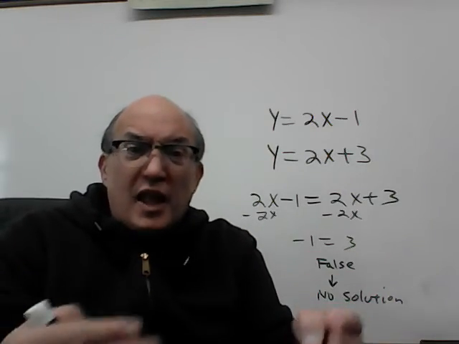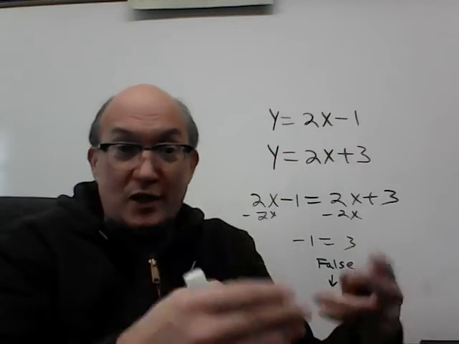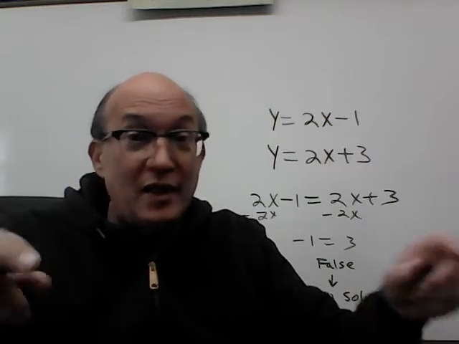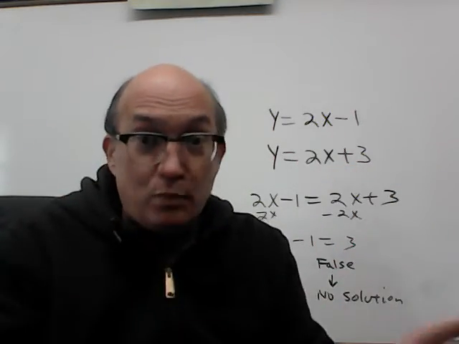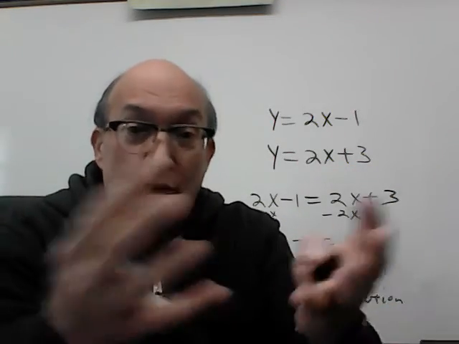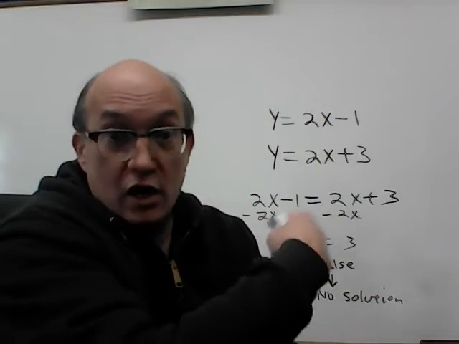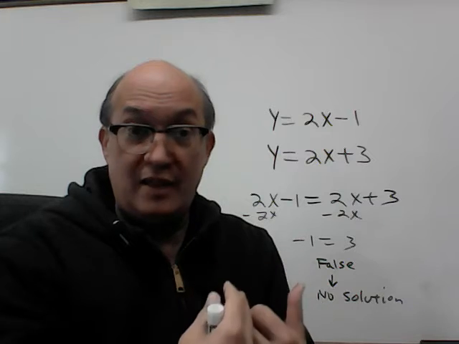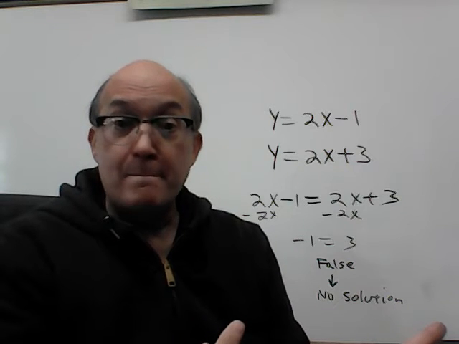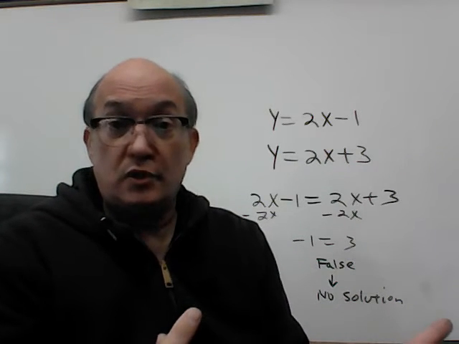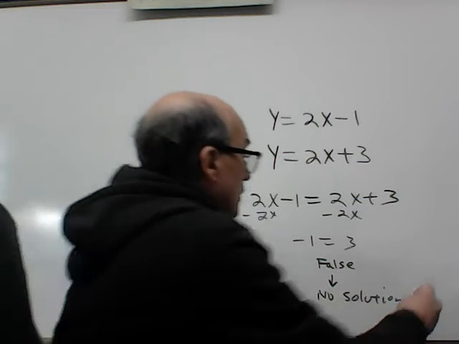They're not the same line like before when we had y equals 2x minus 1, y equals 2x minus 1. The two lines had the same slope of 2, but in addition to that, they were the same line. So here, they really are two distinct lines with the same slope. Therefore, they are parallel and no solution. There's no point of intersection.